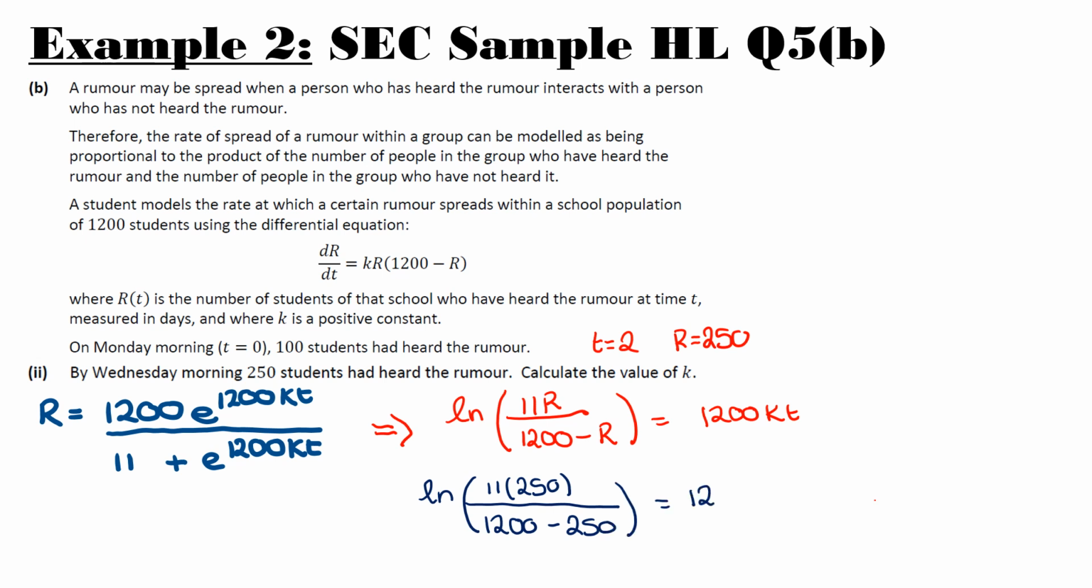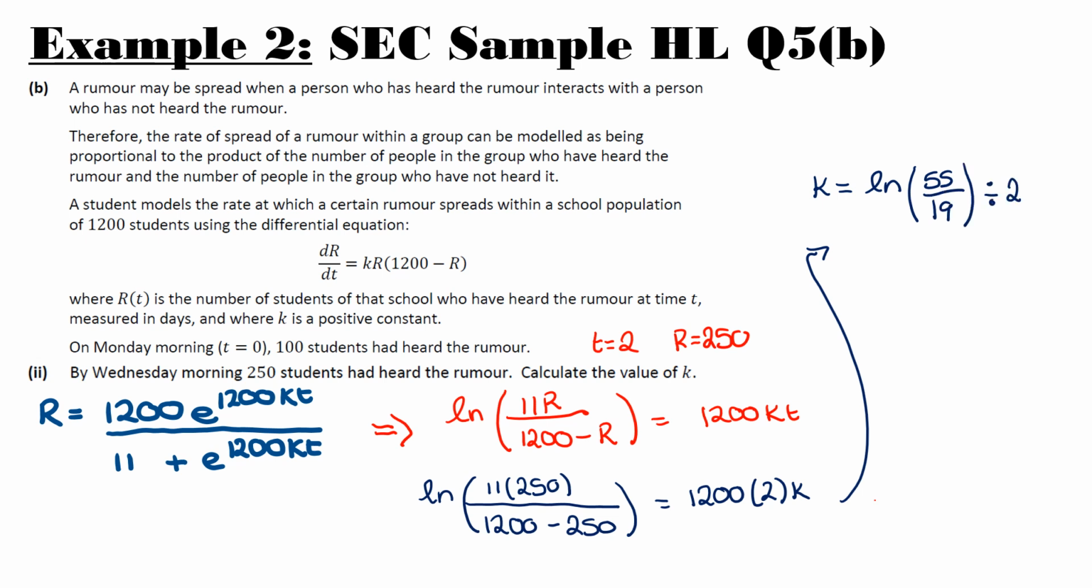and that equals 1200 times 2 times k. So then to get my final answer, k is equal to the natural log of this, which simplifies down to 55 over 19, and then I'm going to divide that by 1200 times 2, which is 2400. And that gives me my answer for k. When you put this into the calculator, we get quite a small number. So we get 4.4287 times 10 to the power of minus 4, which is 0.00044287.